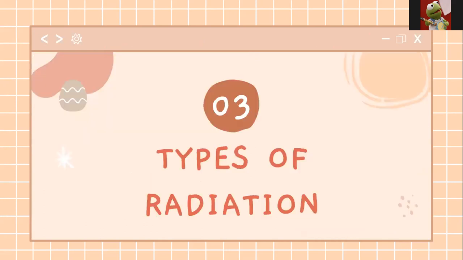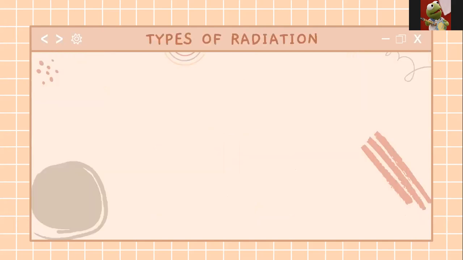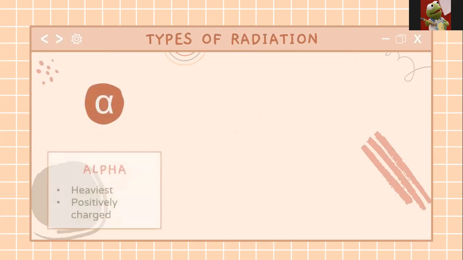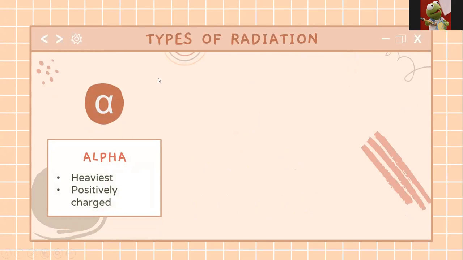Next, I'm going to talk about the types of radiation. I am not going to go in depth into this as my friends Nick and Ishraf will be explaining it further later on, but I am going to tell you guys about the basics. Well, there are three types of radiation. The first one being alpha particles or alpha radiation. So above here is the symbol of alpha radiation. It has the heaviest particles and it is positively charged.